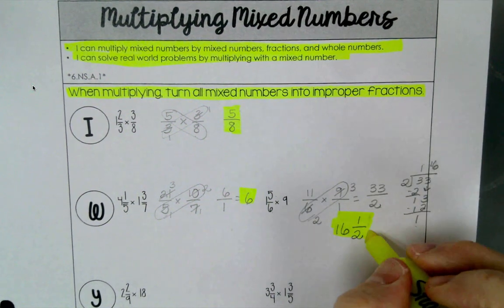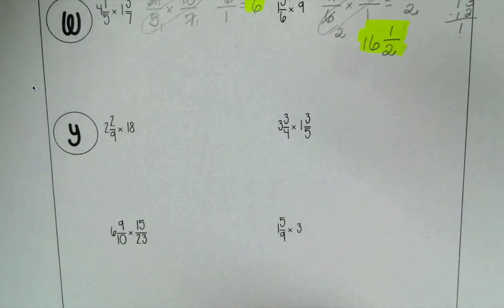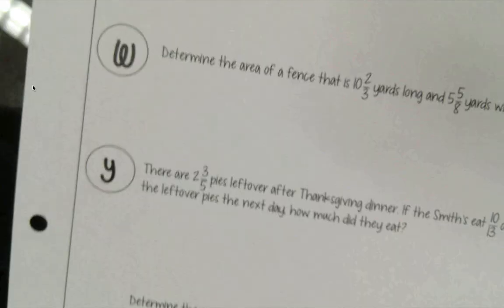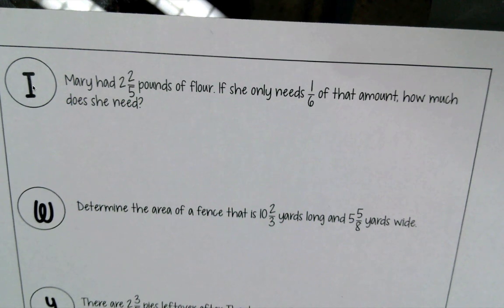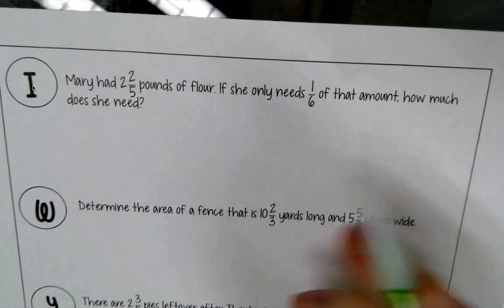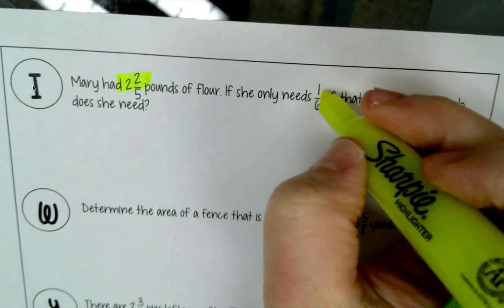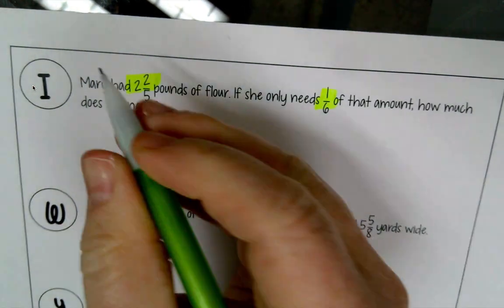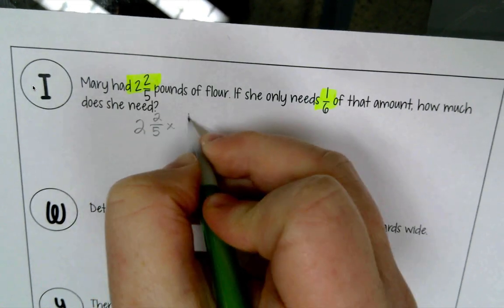Okay. Now, if you're not with us and you're watching the video, you need to do these you-dos so I can check it when you come back. We have some word problems now. I do. Mary had 2 2/5 pounds of flour. If she only needs 1/6 of that amount, how much does she need? So I'm going to multiply 2 2/5 times 1/6. So write it first, 2 2/5 times 1/6.